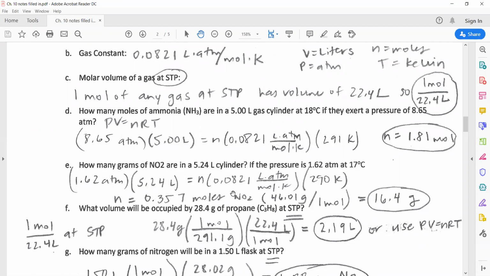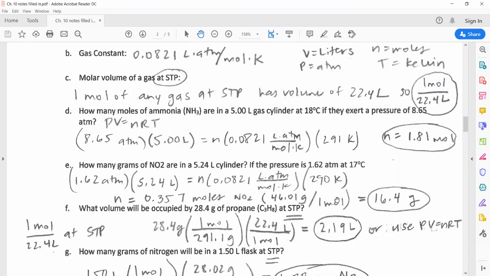It's best to not round until the end, but you don't have to write down all the digits, just continue to carry them through. And then we're going to go moles to grams, and we simply do that by going to the periodic table and finding the molar mass. So I added up 1 nitrogen, 2 oxygens, so that gave me 46.01 grams per mole.